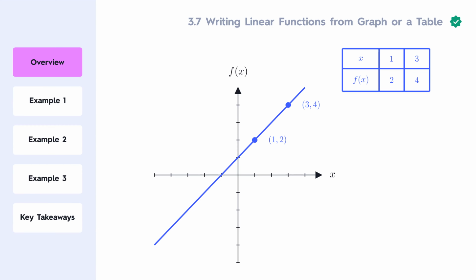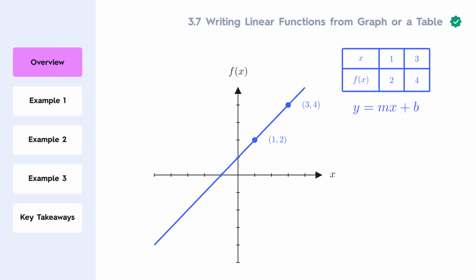To write a linear function, we use the slope-intercept form of a line, which is y equals mx plus b. Here, m represents the slope of the line, and b is the y-intercept, where the line crosses the y-axis. The slope tells us how much the y value changes for every 1 unit increase in x.